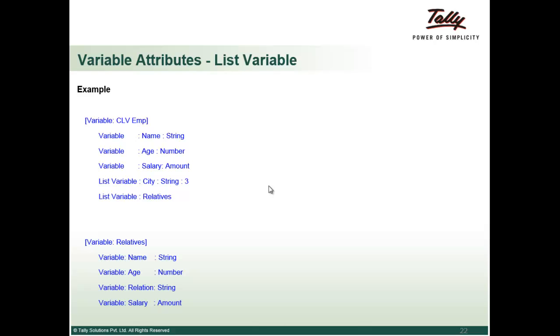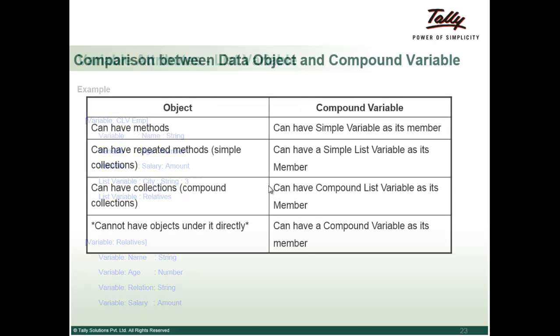So if you see the relatives list variable, we see that relatives is a compound variable which has different data types. So the list variable declared using the relatives compound variable is a compound list variable. This compound list variable is comparable to the compound collection of an object. So we have one more comparison: an object cannot have objects under it directly, whereas a compound variable can have a compound variable as its member.